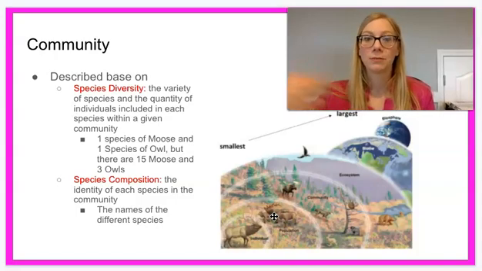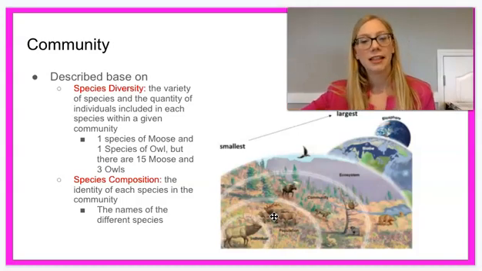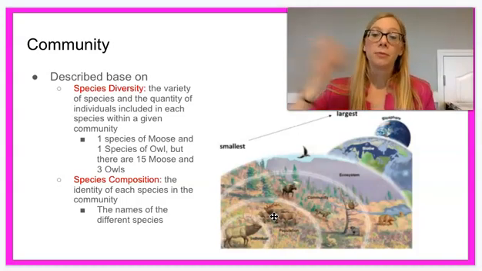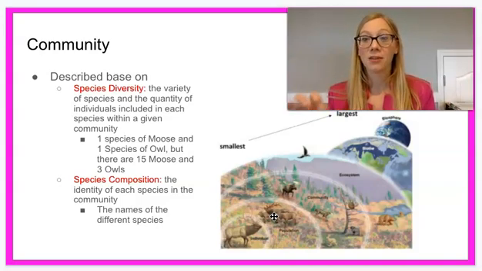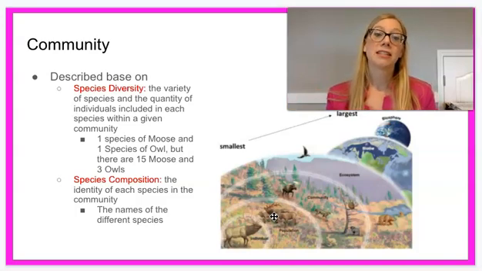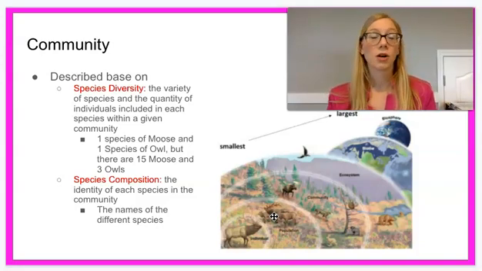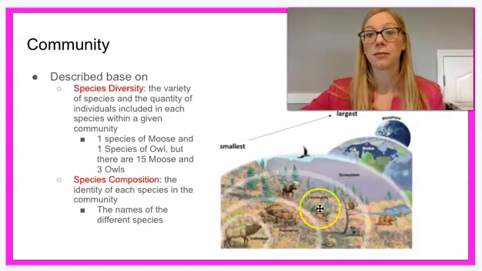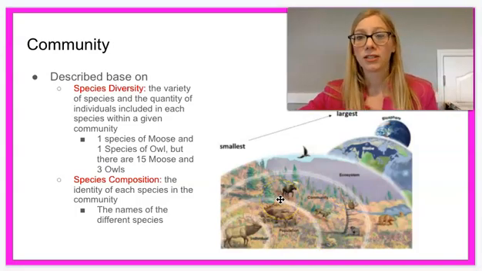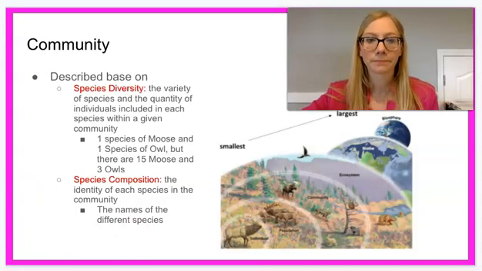Those would be our species. But if we went on to say there are 15 moose in that particular area and 3 owls in that area, that would be describing species diversity. We're talking about what species are there and how many of them are present. Species composition, on the other hand, is just the identity of each species in the community. So that would be giving the specific names of different species in this community we were looking at. Notice it's not talking about the number of each type of species.